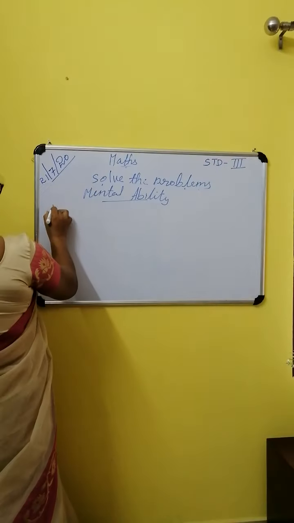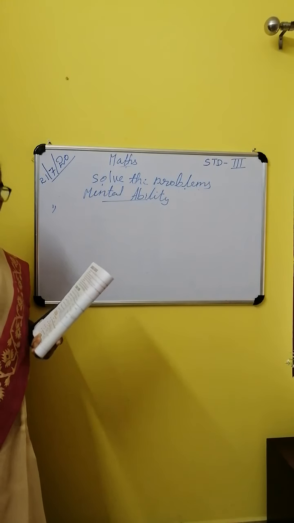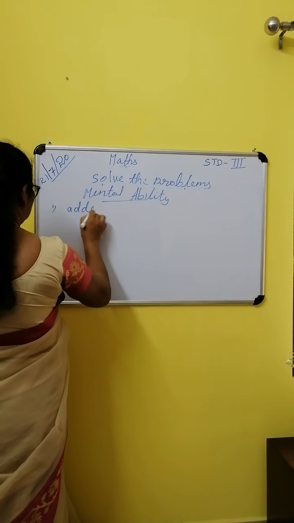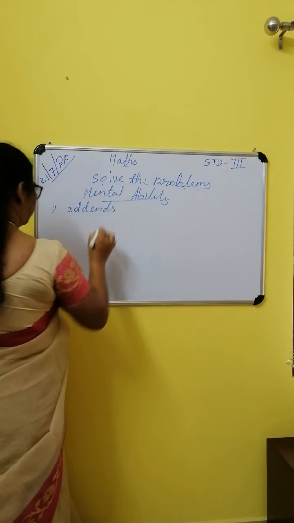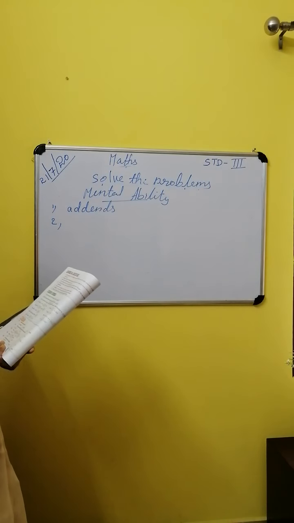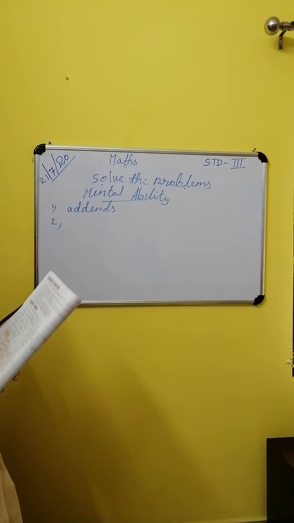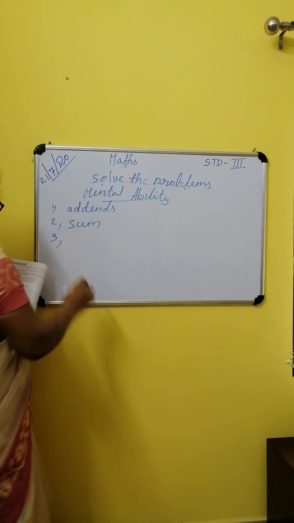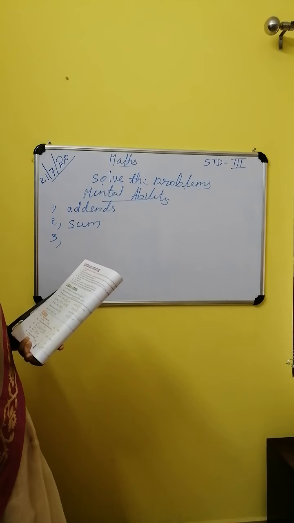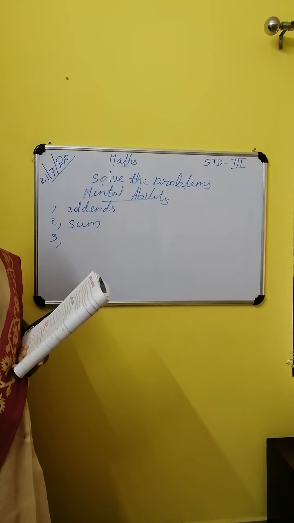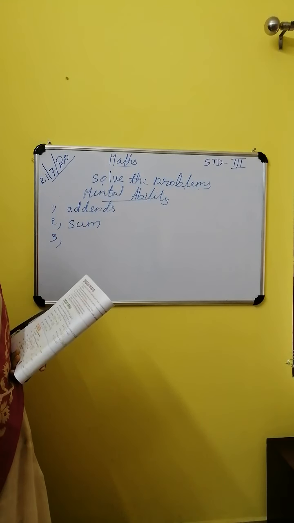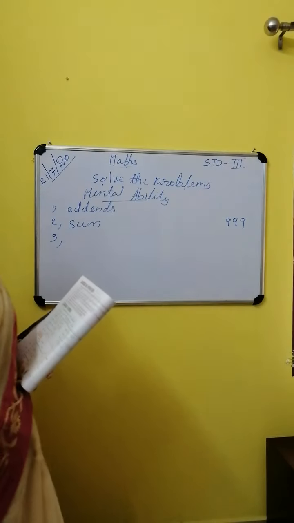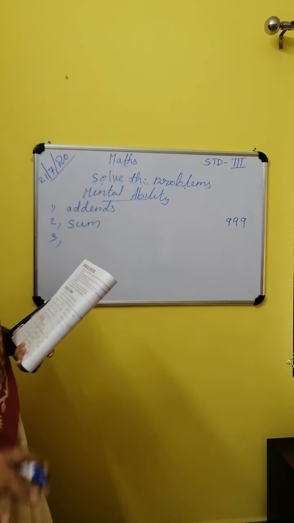Mental ability, number 1. The numbers to be added are called addends. Number 2. The result obtained after addition is called the sum. Number 3. The sum of the largest 3-digit number. What is the largest 3-digit number? 999 is the largest 3-digit number. Sum means plus.